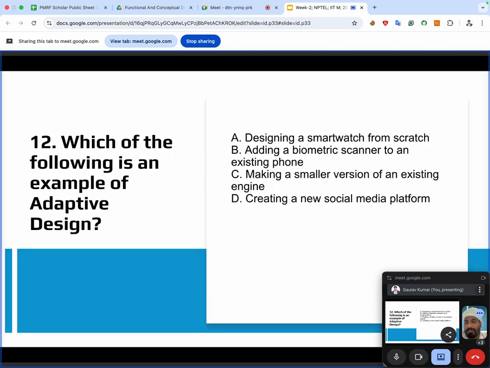Question number 12. Which of the following is an example of adaptive design? Designing a smartwatch from scratch, adding a biometric scanner to an existing phone, making a smaller version of an existing engine, or creating a new social media platform. What is the right answer? Could you please answer?